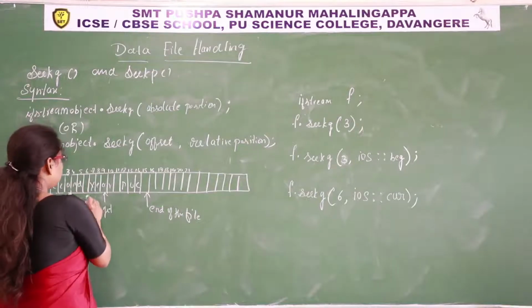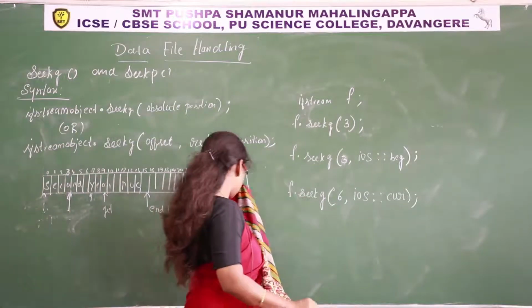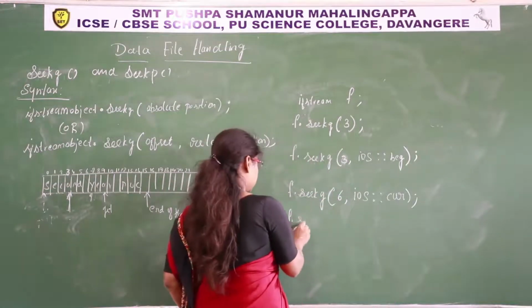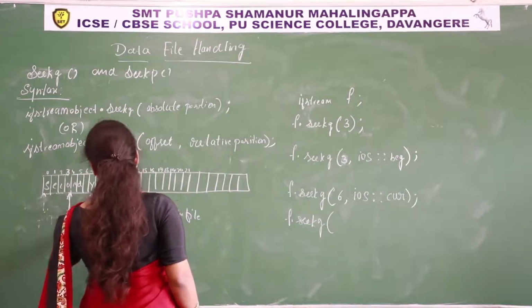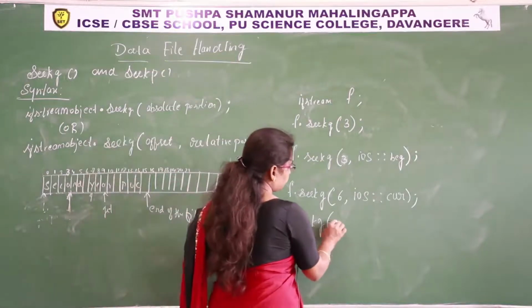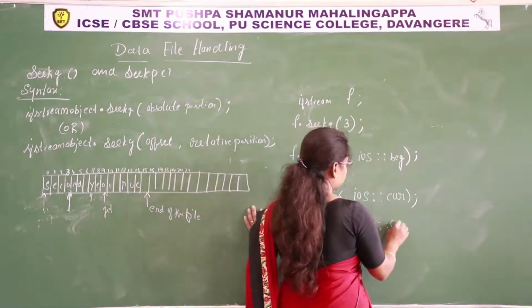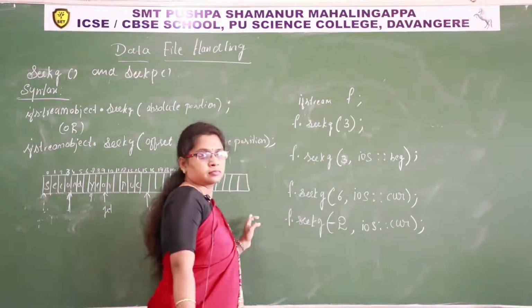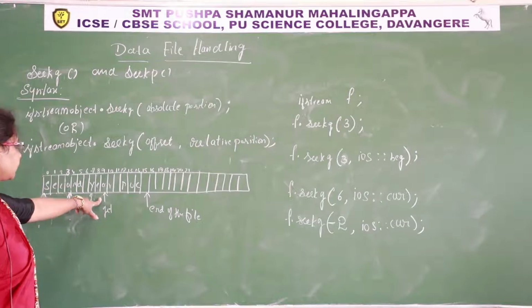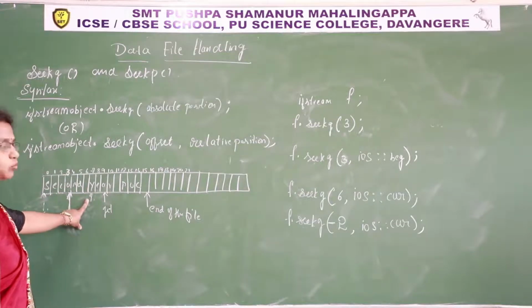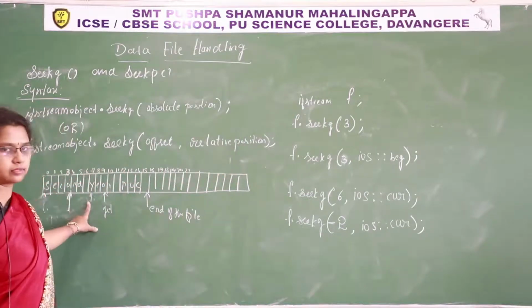From this location it has to move in the backward direction. I want to move to the 7th location. So 1 2, but in the reverse order, backward direction. f.seekg(, 1 2. So you must write -2, ios::cur. From the current location, understood? From this location it has to move backward by 2 bytes. So -2, ios::cur.